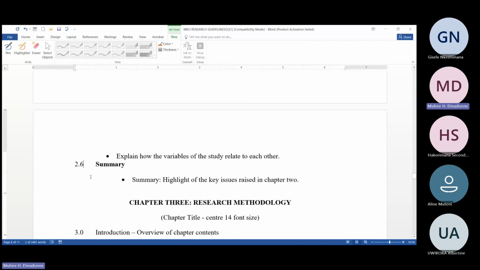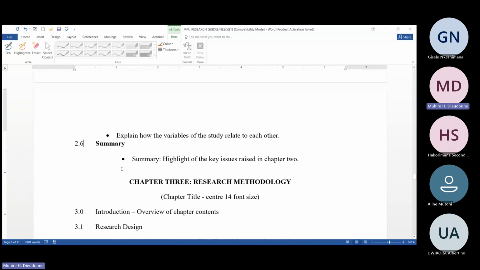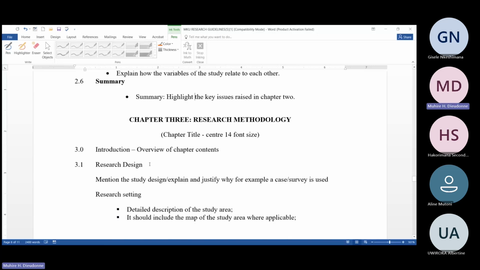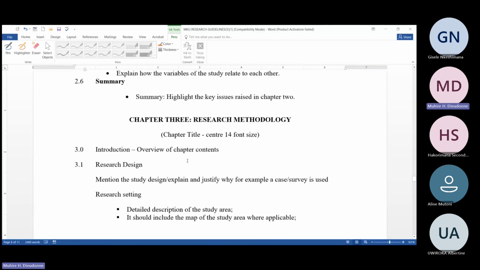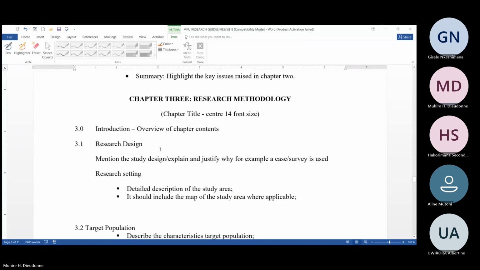So 2.6, which is the end point of chapter 2, is the summary, which highlights the key issues raised in chapter 2. Then chapter 3, which will be the last part of the research proposal. We start with the introduction, then research design. For research design, you should mention and explain which design you are going to use. Is it a descriptive study design?